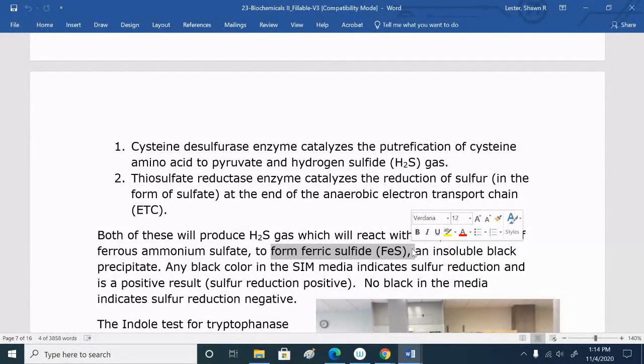And for motility, you can compare the agar and look to see if the agar is still basically clear, then there's no motility. But if the agar is cloudy, then that means the bacteria have moved away from the stab. And so that can help you to determine motility as well.